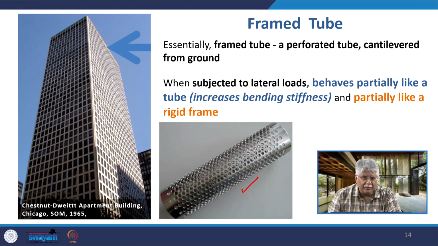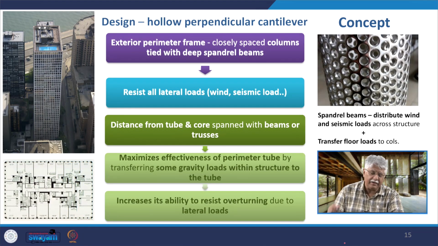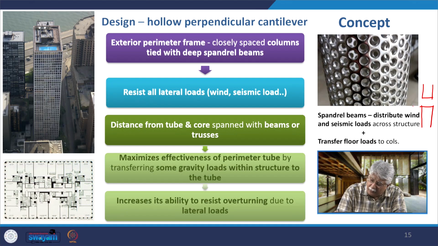So, this one tube serves two functions, both taking care of the lateral load as well as the vertical load or the gravity load. Now, if we take that example of the Dwight Chestnut building, here we have the exterior perimeter frame, closely spaced columns which are tied with the deep spandrel beams, right. So, what is the spandrel? If there is a window above and a window below and there are windows on the side, then this area in between them is called the spandrel.